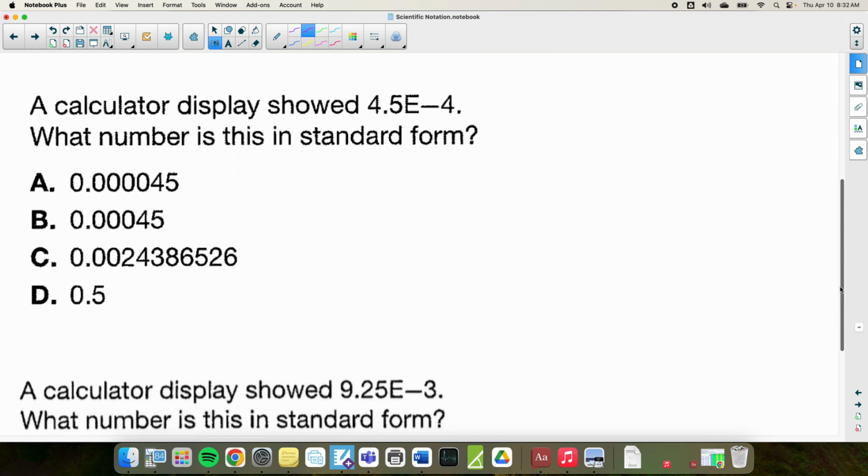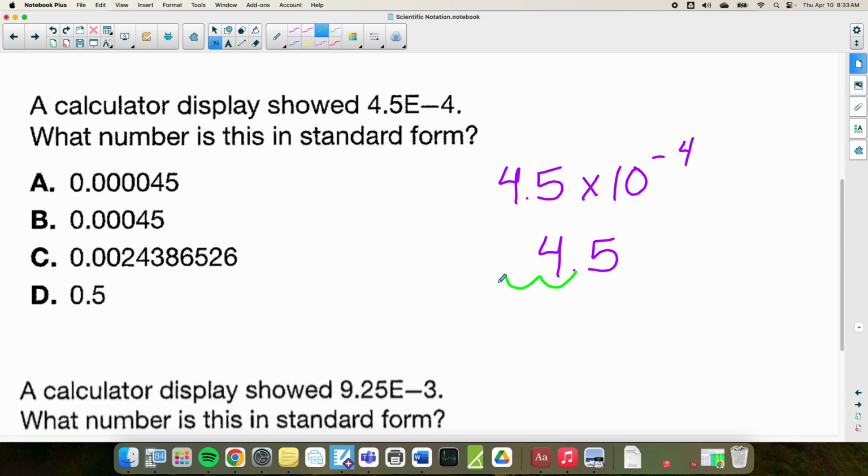Okay? So this one is 4.5e, so that would be times 10, and then negative 4 would be the power of that 10. So I'm going to write that in standard form, and I'm going to move it 4 places. I want to make the number small because it's negative. So 1, 2, 3, 4. And it would be 0.00045. Okay.